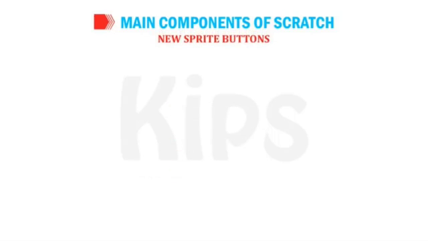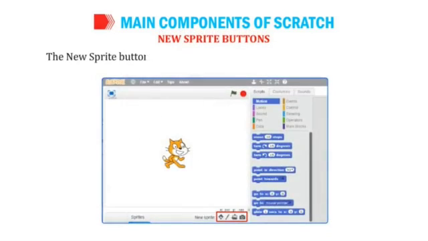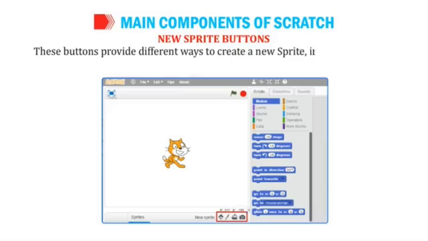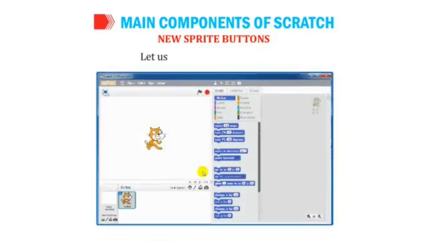New sprite buttons. New sprite buttons are placed at the bottom right corner of the stage. These buttons provide different ways to create a new sprite, or import and use an available sprite. Let us discuss each one of these.